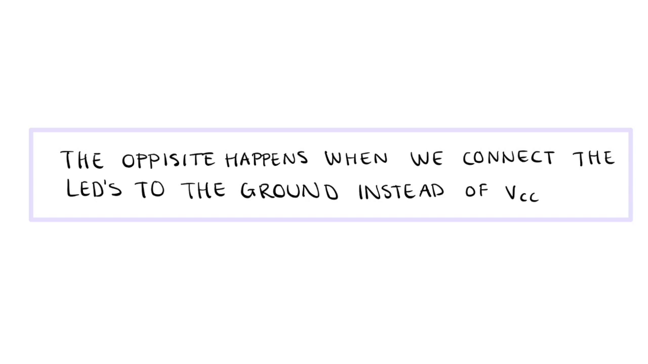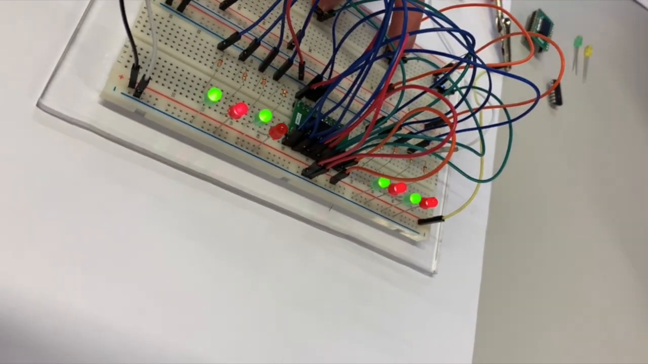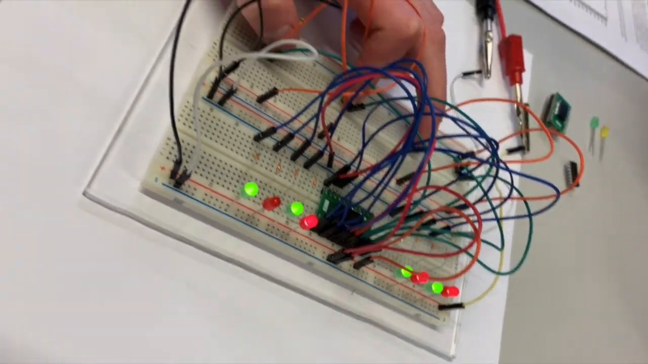When we connect the LEDs to the ground rather than the VCC, the opposite happens. All the LEDs light up and we can turn off an LED with an equivalent binary value to the push button input.